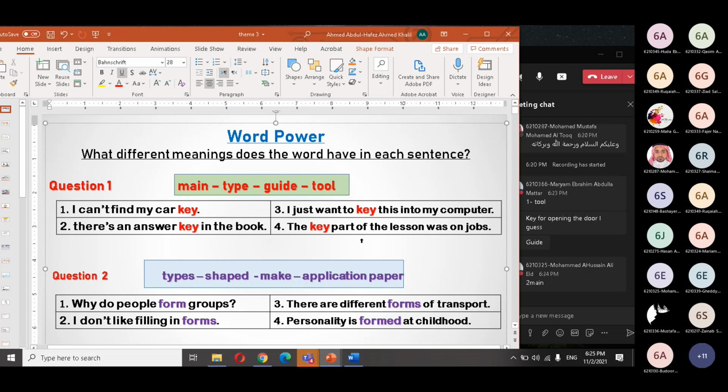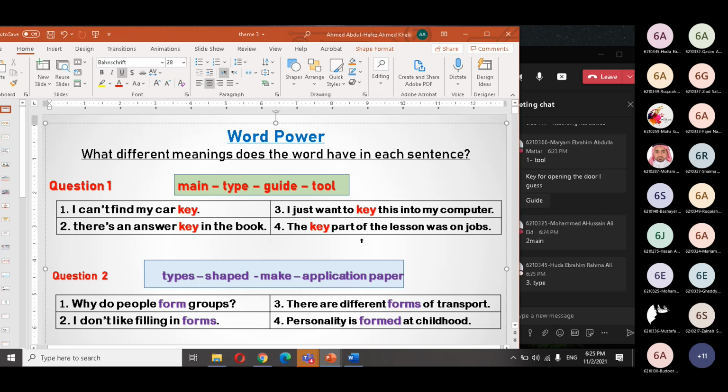In number 3, I just want to key this into my computer. What do you mean by key here? Type. Yes, Huda. If you key something into the computer, it means type.